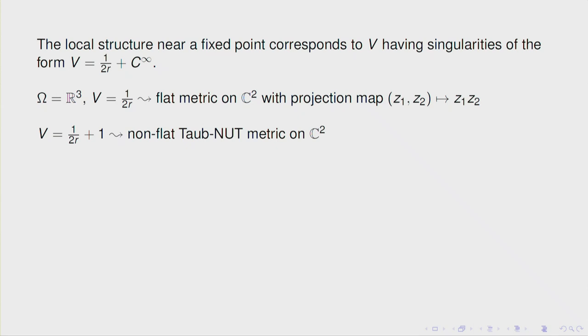This is away from the fixed point. Near the fixed point, we need to have singularities for V. If the space is smooth, then V has to be of this form, 1 over 2R plus a smooth function. So the example is when you choose omega to be the whole R3, and V equals exactly 1 over 2R, then you get a flat metric on C2. The projection map is just these product coordinates. You can deform V by a constant, and that will not change the topology or the complex structure, but it will change the metric. So that's a Taub-NUT metric, a deformation of the flat metric.